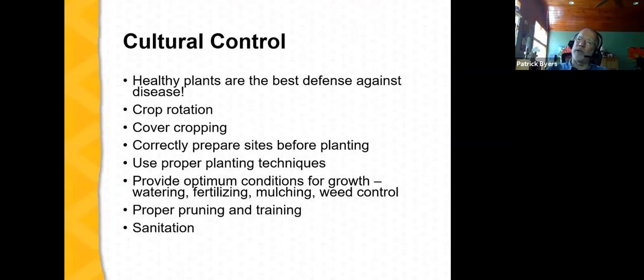You know, think back to that video on cedar rust and the importance of training apple trees to an open structure to reduce the period of time in which leaves and fruit remain wet. This is a very important management strategy for cedar apple rust. And the same thing applies to many other diseases. If you can maintain an environment that is not favorable to the disease, you won't see the disease.